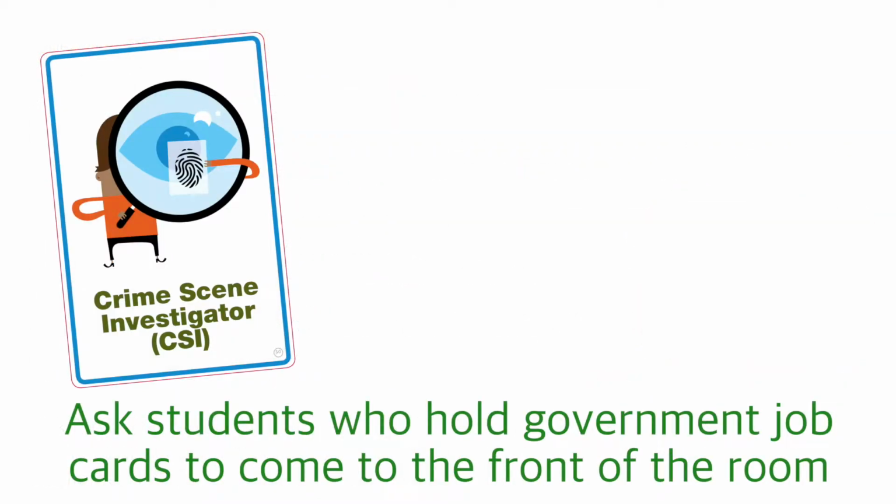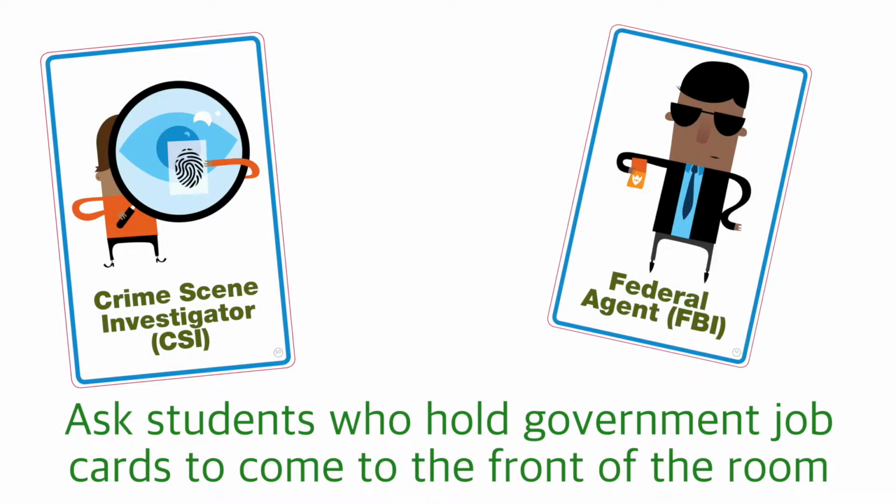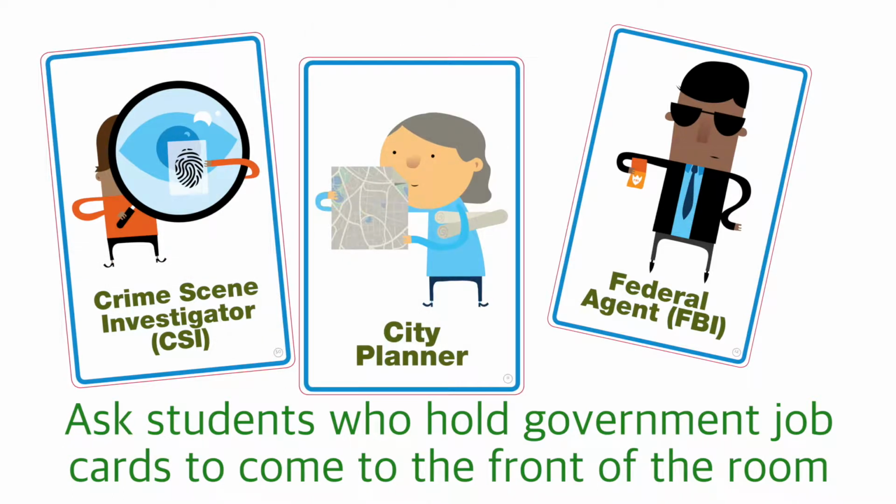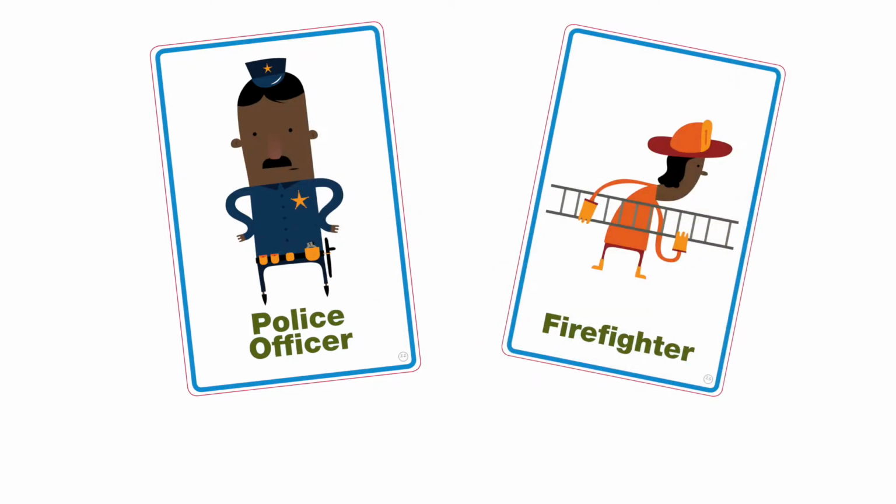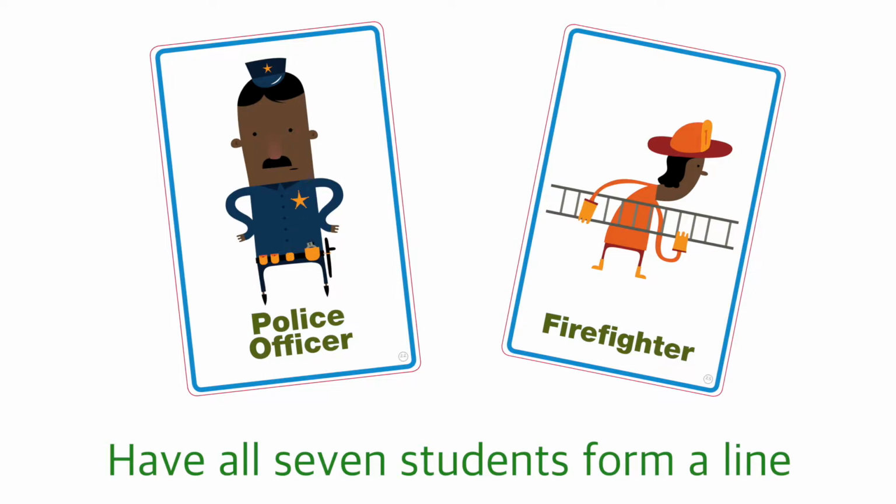Then ask the students who hold the government job cards, the cards with a blue border, to come to the front of the room. Give a boy and girl closest to you the police officer and firefighter job cards. Have all 7 students form a line.